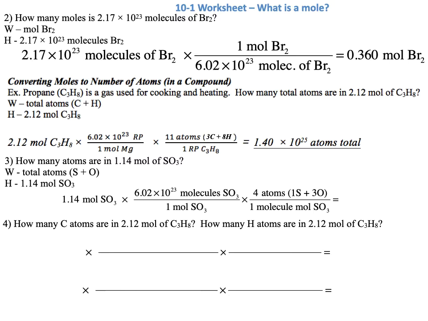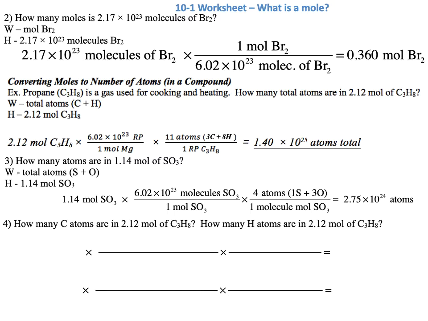So this way, as I do my math, my moles cancel, my molecules cancel, and I'm left with atoms. So when I do the math, I put in 1.14 times 6.02 times 10 to the 23rd times 4, all divided by 1. And I get 2.75 times 10 to the 24th total atoms.